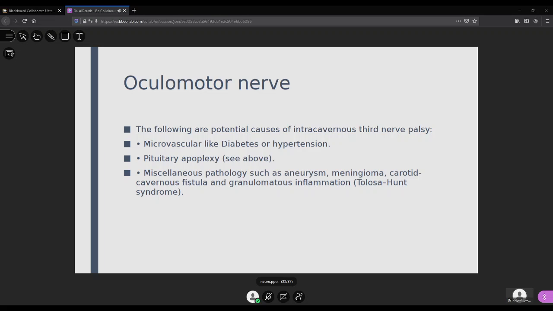Anyway, the following are potential causes of intracavernous nerve palsy: microvascular like diabetes, hypertension, pituitary apoplexy, miscellaneous pathologies such as aneurysms, meningioma, carotid. So these are the causes of third nerve palsy. Most commonly diabetes or hypertension. It can be caused by tumors as well.